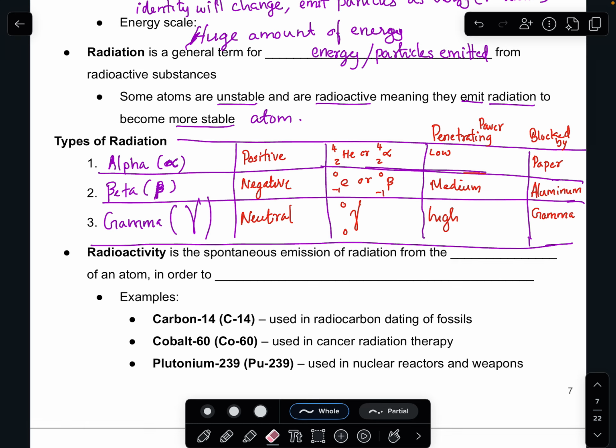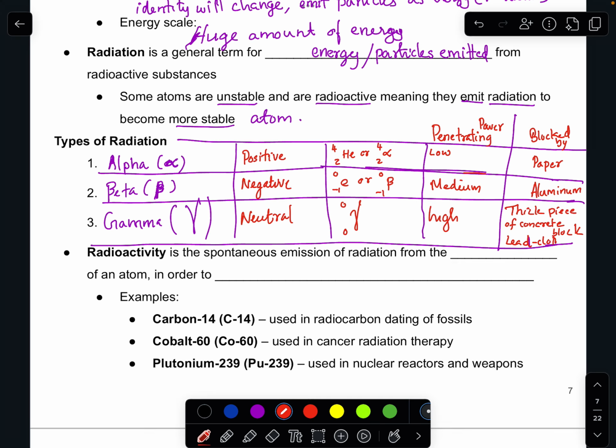Gamma radiation can be blocked only by a thick piece of concrete block. But we know that we can't wear that, right? So we can make protective clothes made of lead cloth. People who work in nuclear power plants have to wear protective clothes or masks, made of a substance which can absorb the radiation. So you need to know about all of those.